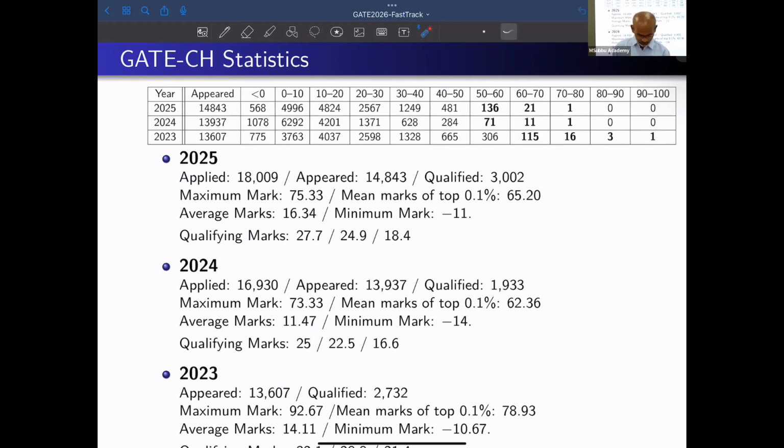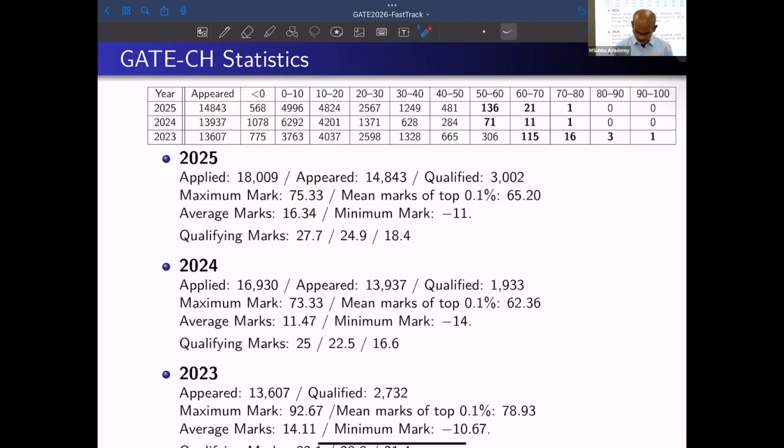Okay, coming to the data. Roughly about 15,000 people are appearing. Sometimes marks are negative, less than zero, for around 1,000 people, so out of 15,000, about 14,000 score positive. You can see why this negative mark is coming, because of the multiple choice questions. About 50% of the marks go for multiple choice, and if you choose the option wrongly, marks are deducted and go negative.